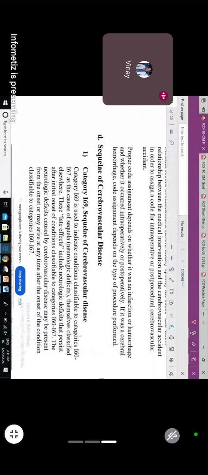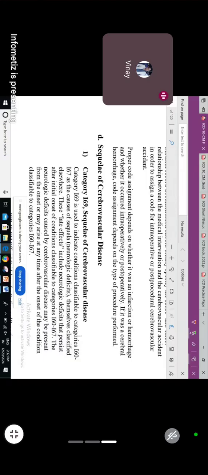Sequela of cerebrovascular disease, brain stroke. What can be sequela of brain stroke? If a patient got a stroke, either he will die, right? Brain stroke: a brain blood vessel is blocked. It means our brain is not getting proper blood supply. What will happen?